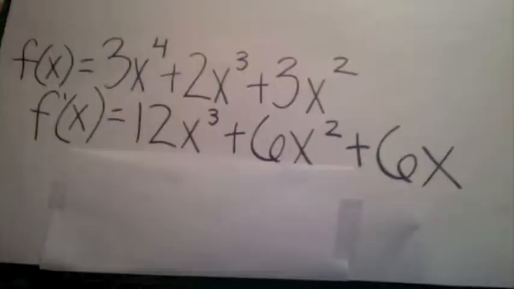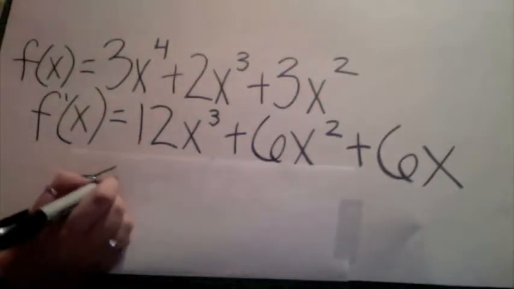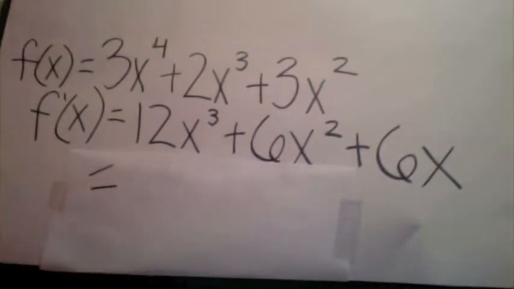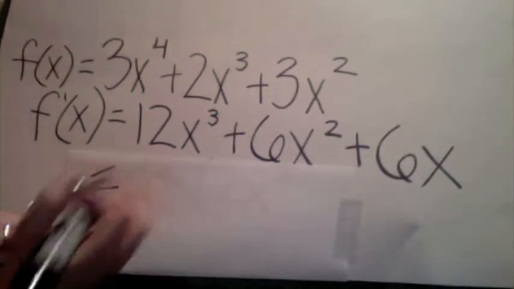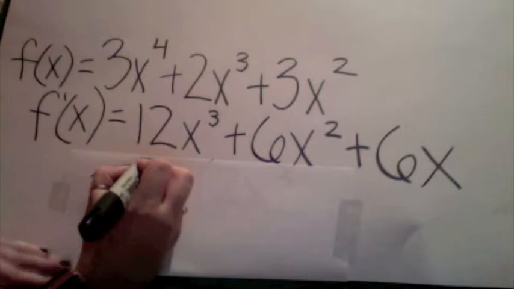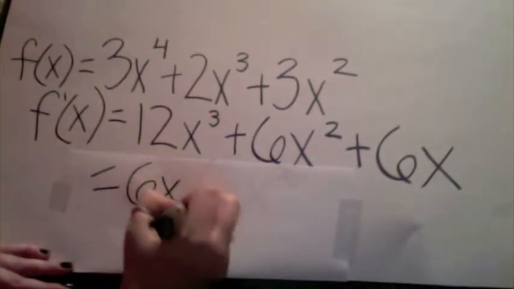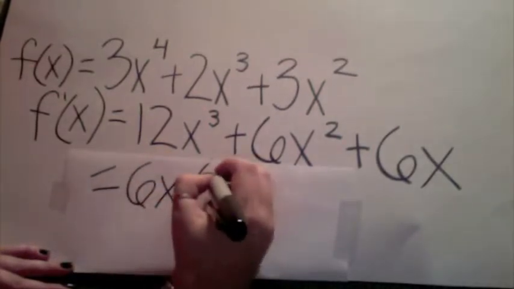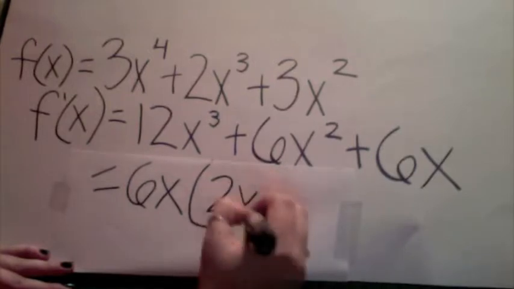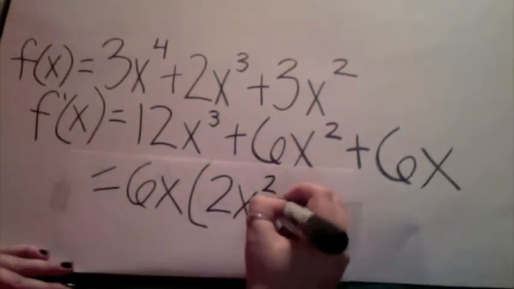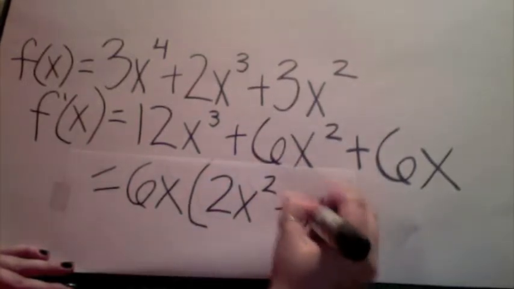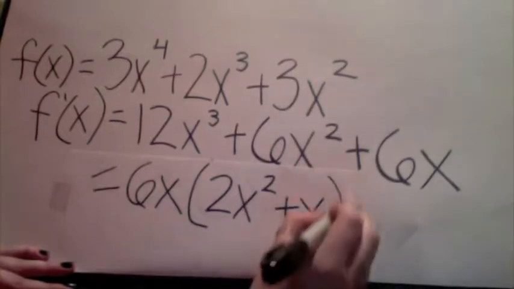That looks perfect, but we're not done. What we have to do now is GCF, or greatest common factor. In this case, the greatest common factor would be 6x. So your answer would be 6x times 2x squared plus x.